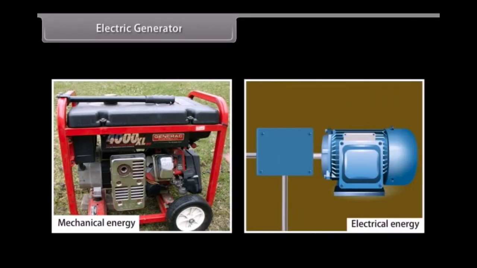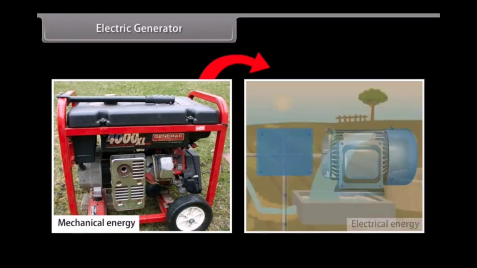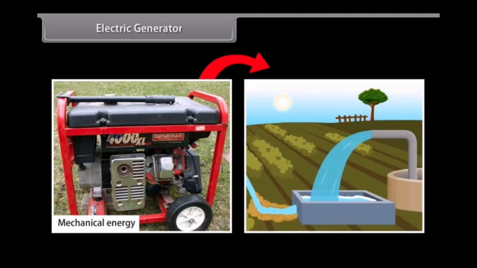Electric generator. An electric generator converts mechanical energy to electrical energy. It forces electrical charge to flow through an external electrical circuit. Examples include a water pump, which causes water to flow but does not create water.